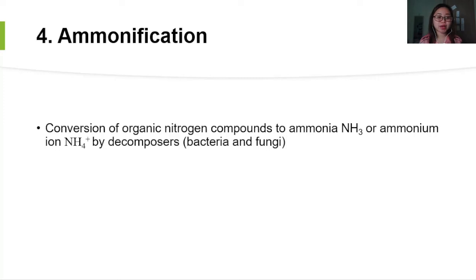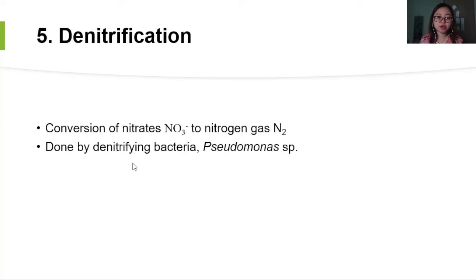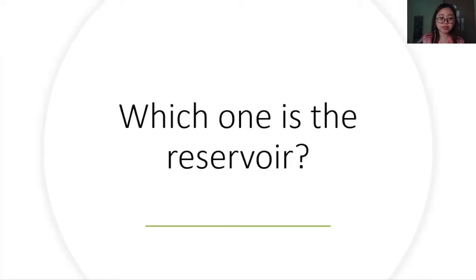So this is only done by bacteria and fungi. They're going to take nitrogen from dead animals, dead plants, etc., and turn that into ammonia or ammonium ion. And the fifth process is denitrification. It is the conversion of nitrates, which is NO3 negative, into nitrogen gas. And so this is done by denitrifying bacteria such as Pseudomonas species. So this one is the purple colored arrow in the diagram earlier. So those are the 5 processes that are involved in the nitrogen cycle.